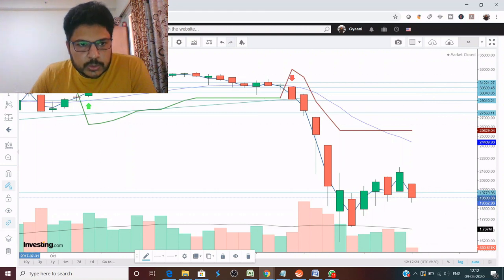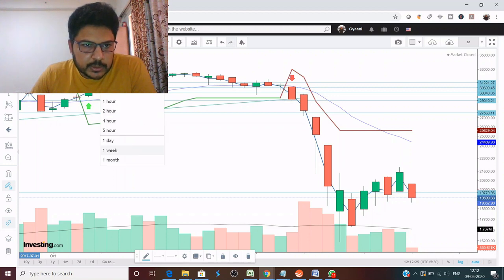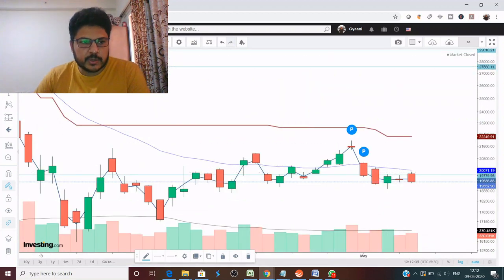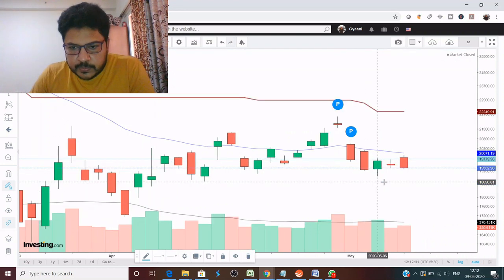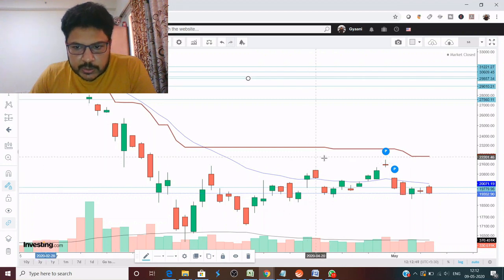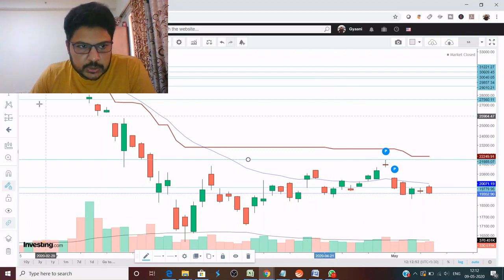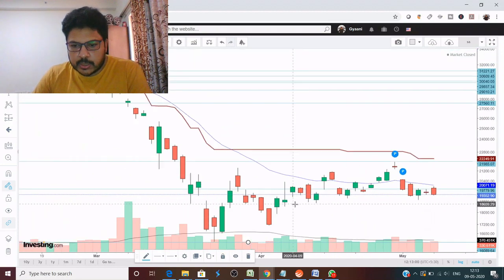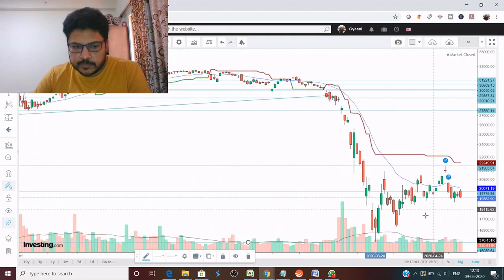Okay, so now let's go to a daily time frame first, and then we will see how it is on an intraday time frame. So this is on a daily time frame. For a moment I will just disable the VWAP so that we can have clarity. The price is in a range, so let's mark this range with a horizontal line. This was the high of this range, and this is the low of this range.